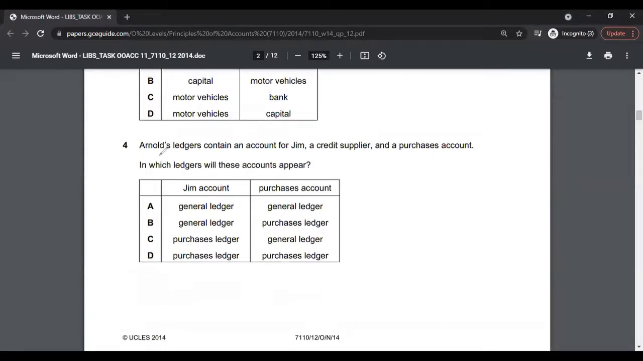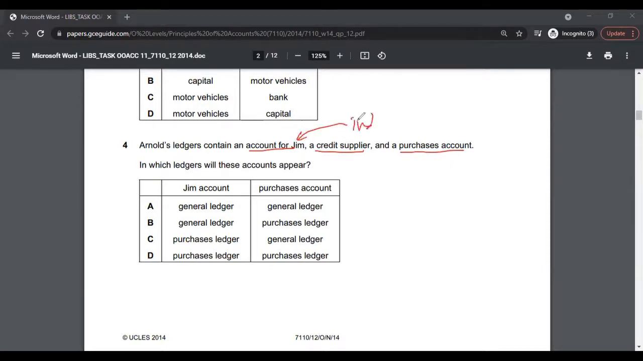Multiple choice 4. Arnold's ledgers contain an account for Jim, a credit supplier, and a purchases account. So this is an individual AP account, or an accounts payable account, and a purchases account. In which ledgers will these accounts appear? Basically, Jim's account is going to be included in the purchases account, right?